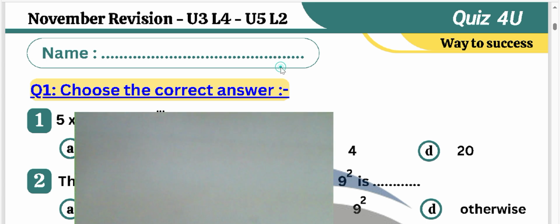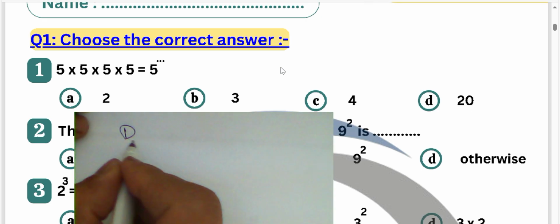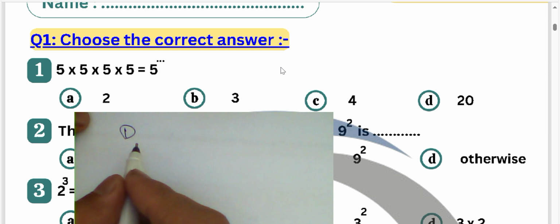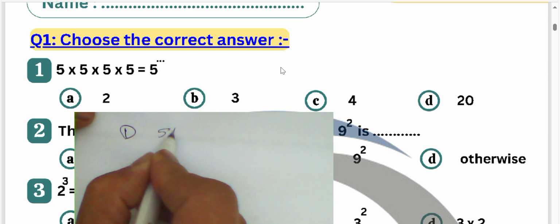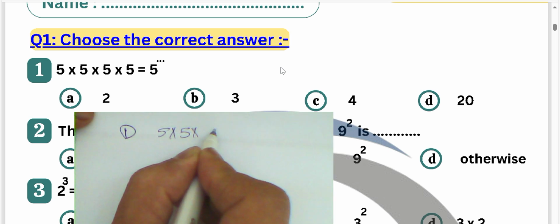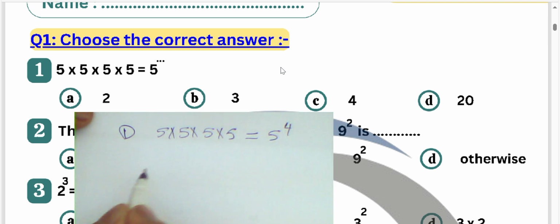Look with me at question number 1. Choose the correct answer. 5 product by 5 by 5 by 5 will be 5 power 4, because 5 times itself 4 times. 5 by 5 by 5 by 5 will be 5 power 4.